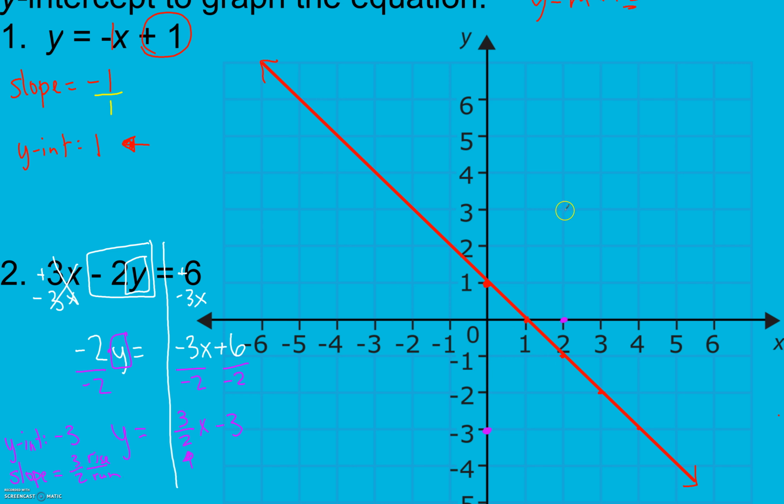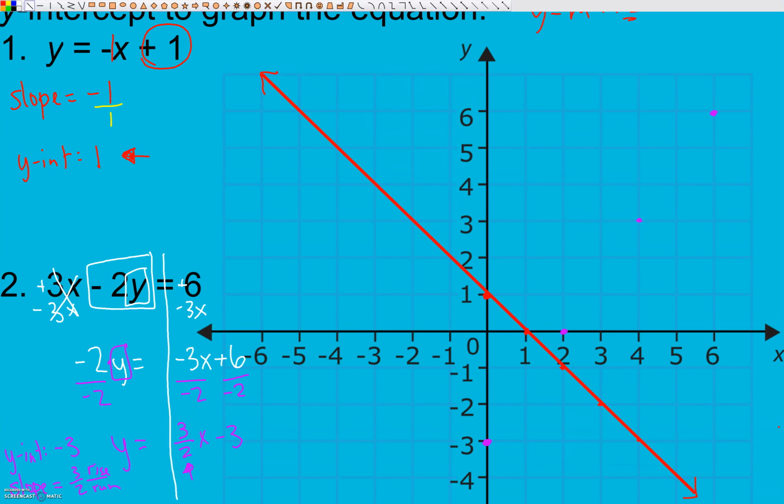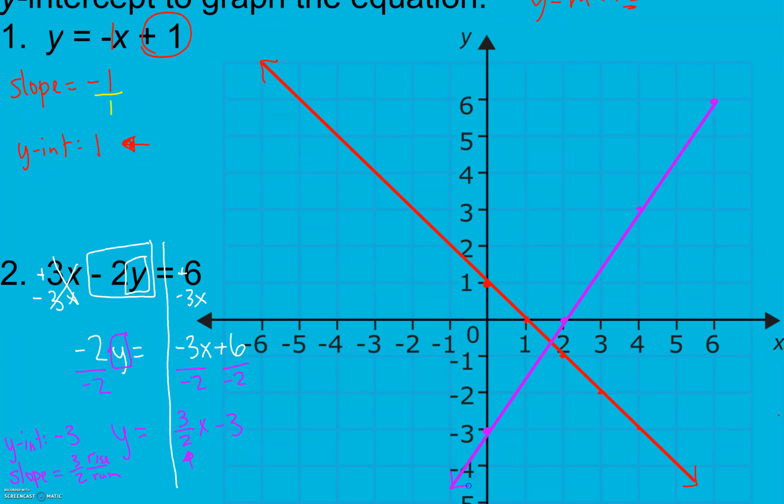Rise, a +3 means I go up over 2. We go towards bigger numbers, towards the positive numbers, over 2. And then I connect the dots. Make sure all of our points line up. If they don't, it means you probably counted your slope wrong. So you want to double check there. And that's why I always make sure to do at least 3 points.